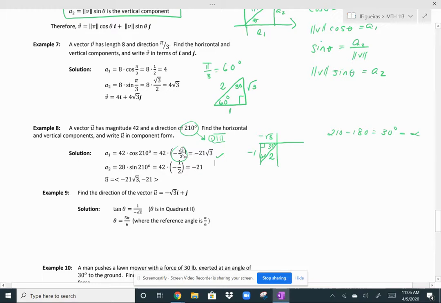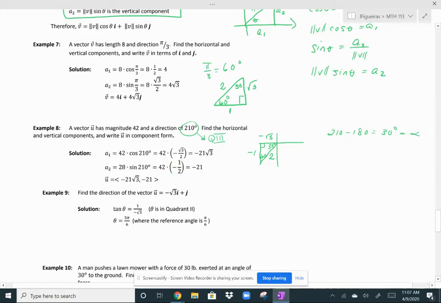Okay, so now let's find the y component. The y component, a sub 2, is 28 times the sine of 210. And again, we look back at our triangle here. The sine is opposite over hypotenuse, so that is negative a half. And when you simplify, your y component is negative 21. So when you express this in component form, like we were asked, this is negative 21 root 3, comma, negative 21, with these pointy brackets around the components.